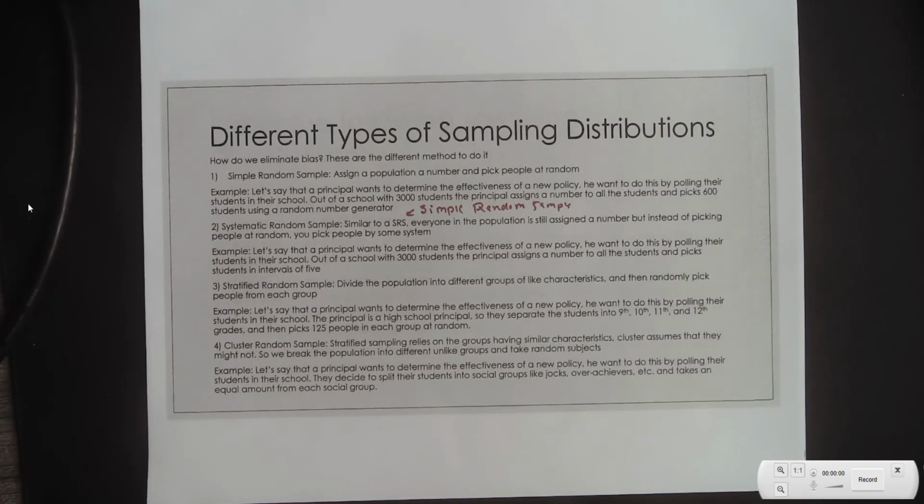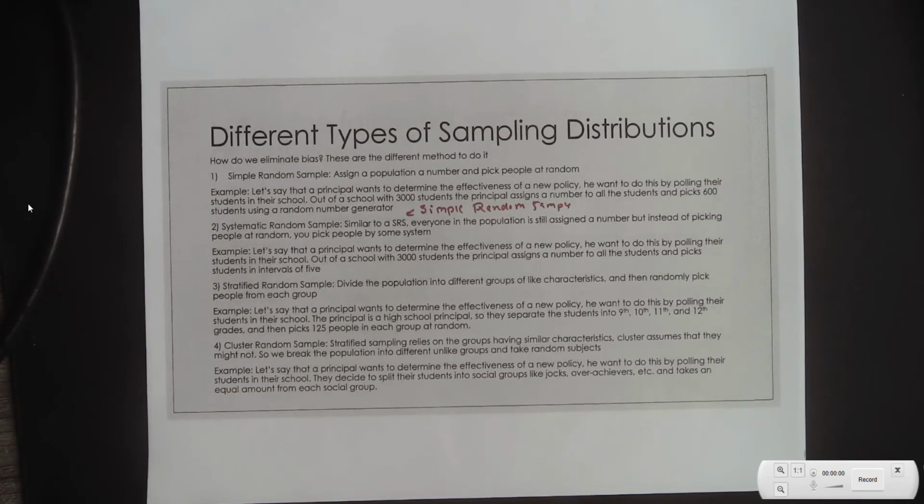So that's what it means to be stratified. You break them into groups that have very similar demographics in each set. Then you have what's called a cluster random sample. Your stratified sample will rely on groups having similar characteristics. Clusters assume that they might not. So stratified, they're going to have similar characteristics in each group. Cluster, not so much. So we break the population into different unlike groups and take random samples.